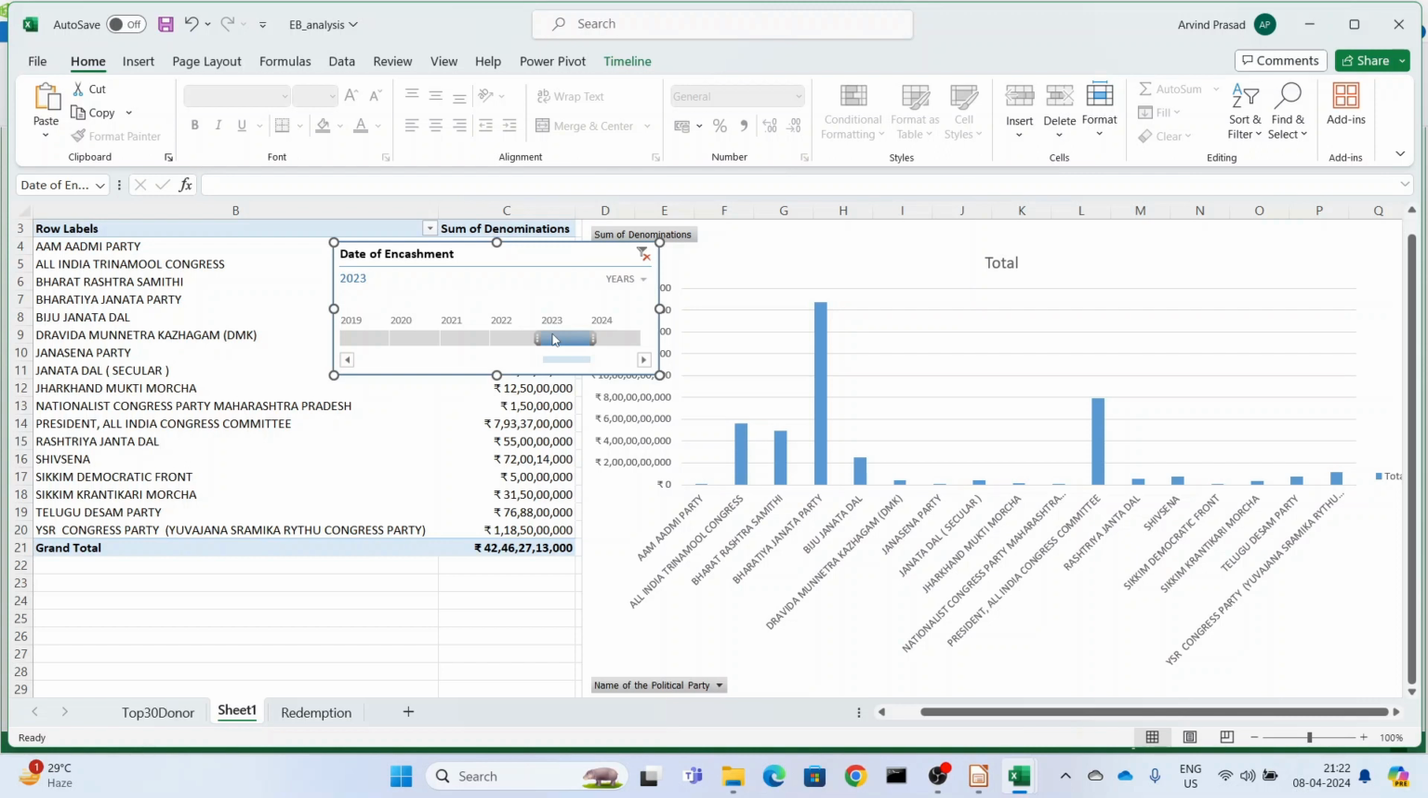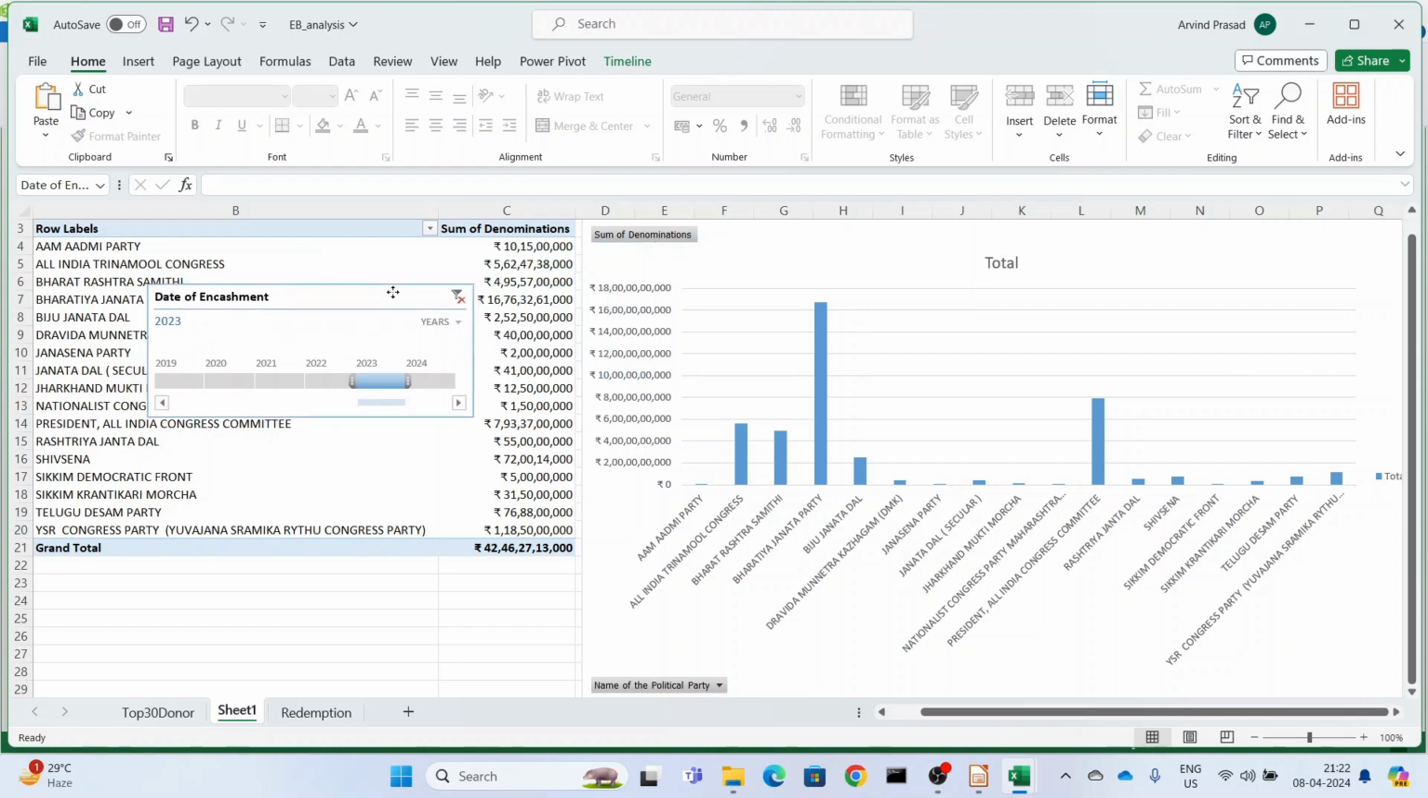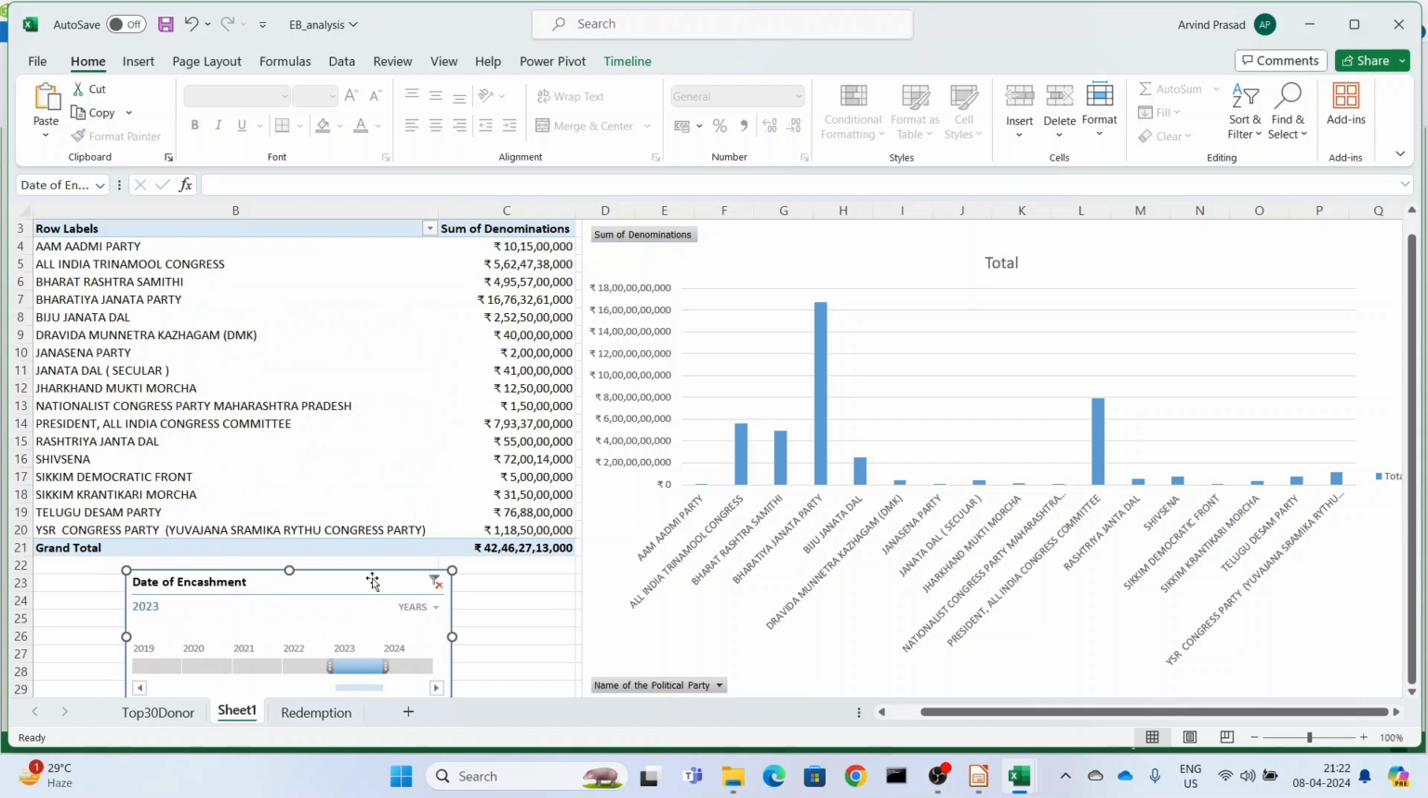Now, again, two conclusions here. Conclusion number one, regional parties do play a very important role. And number two is the donation going higher to BJP. I wouldn't like to express the reason for it. All of you know it well.